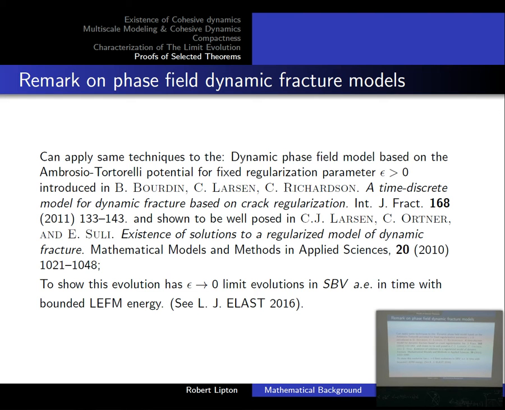You can also apply it to the methods of Tom Hughes and another Bourdin. They have what's called a phase field model, and you can apply it to that. You can also apply it to the work of Mary Wheeler, Thomas Wick, and Andro Mikelic, although not to the poroelastic evolutions which they do, just the simpler case.